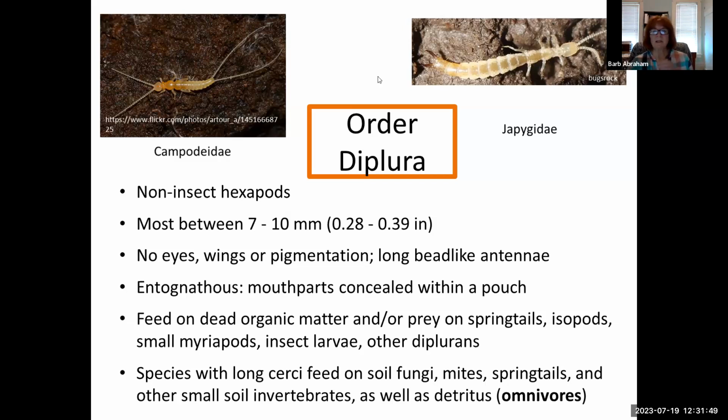You don't normally see these running around on the surface like you might see an earwig, for example, which are also much larger. Some of them are omnivores. Some in this group in particular are predators. But I think all of them are probably beneficial in your garden, although you may never see them. They're in the soil food web.